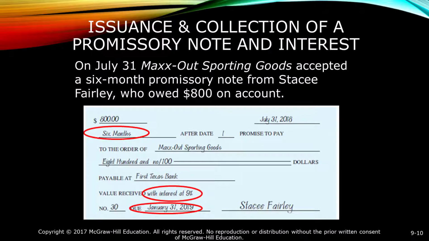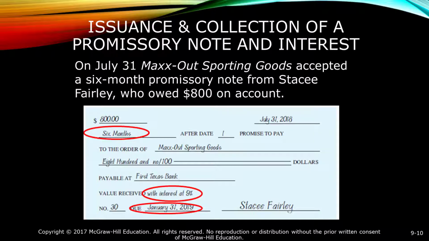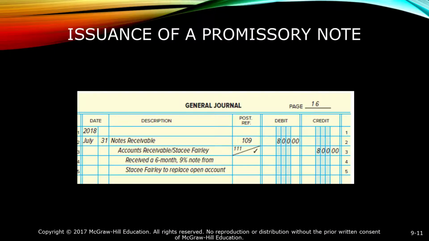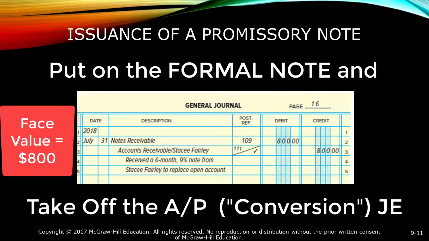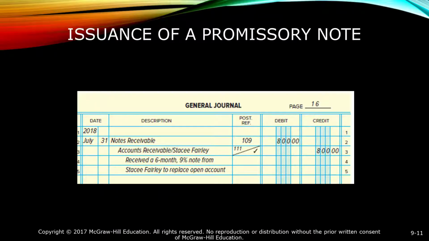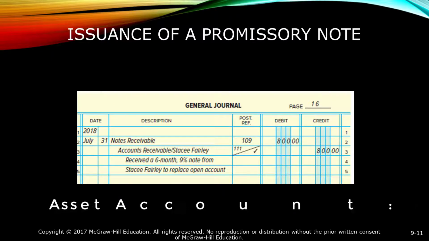The note provides more legal protection than an account receivable. The interest is compensation for the delay in receiving payment. On the date of the transaction, July 31st, Max Out Sporting Goods records a general journal entry to increase the new notes receivable account and to decrease accounts receivable for the face value of $800. Note receivable is a brand new account, and the major difference is it is a formal written promise to pay.